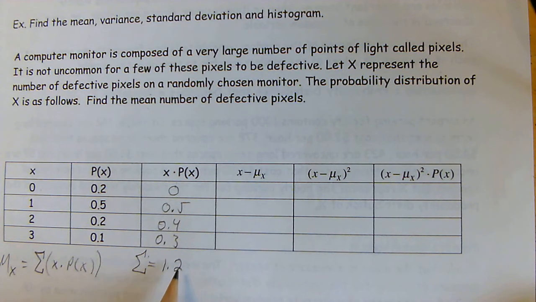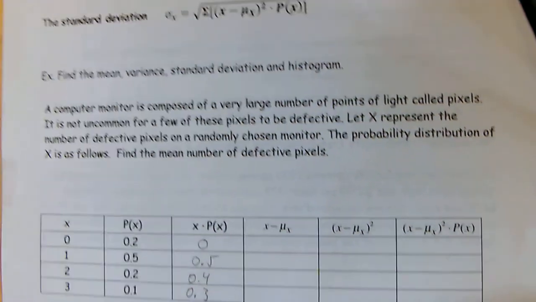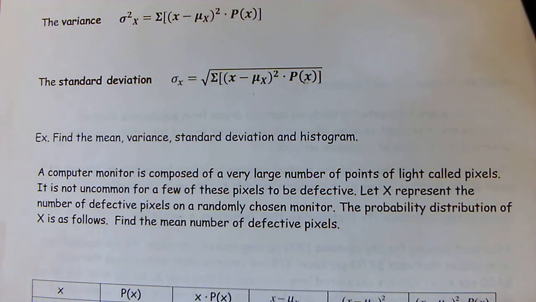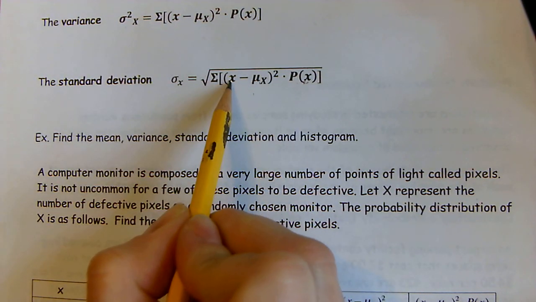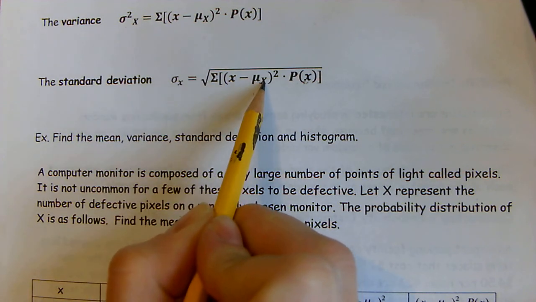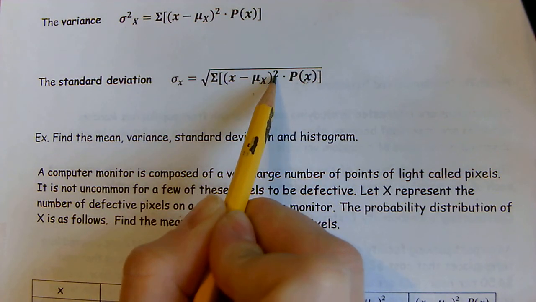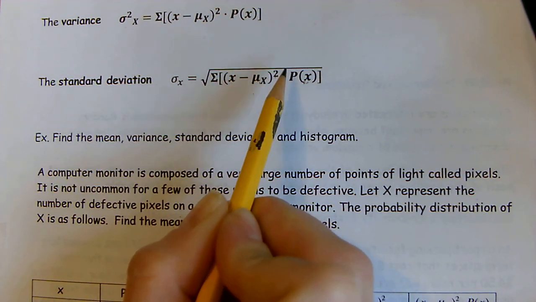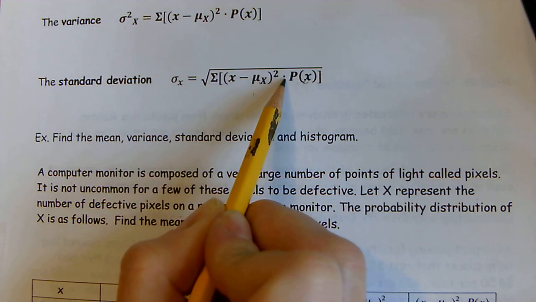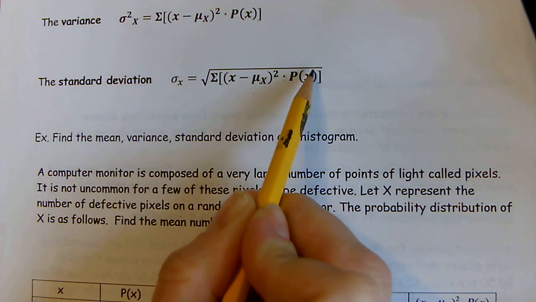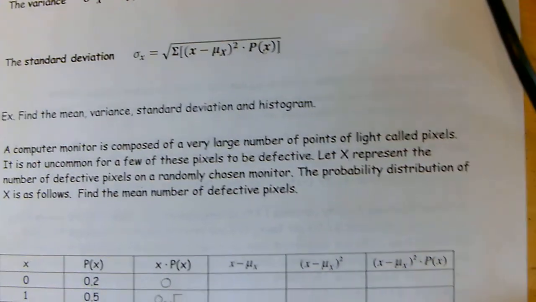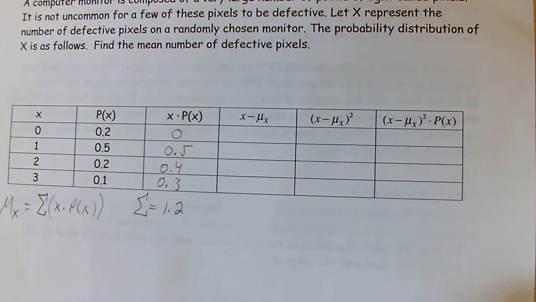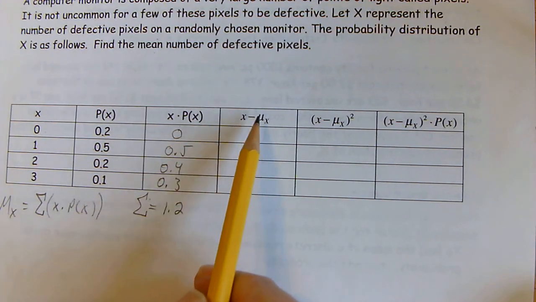Then, to get my standard deviation, I have a lot of steps to do. I need to first calculate the mean, which we did. Then we need each number of pixels' distance from the mean. Then I need to square that to get rid of any negatives. Then multiply that by each probability, add the sum of all those, and then square root. So all of that is broken down. Our first step is x minus the mean.